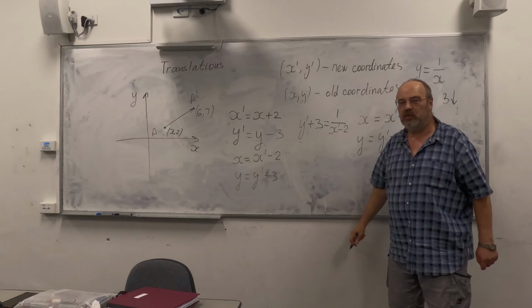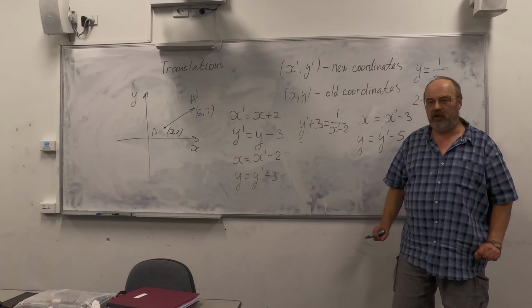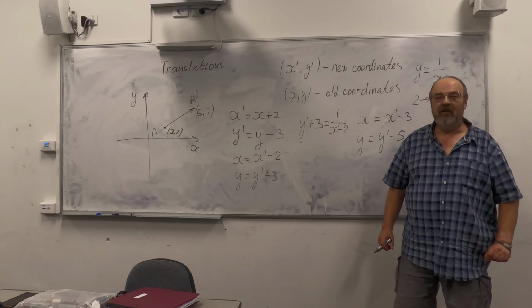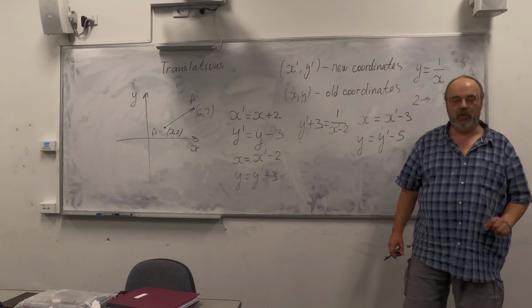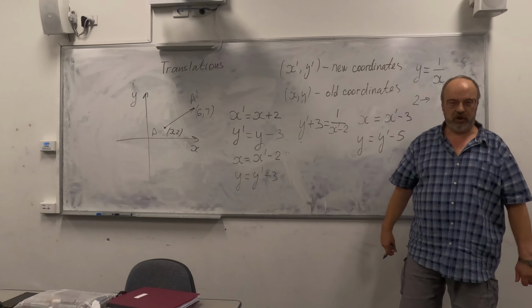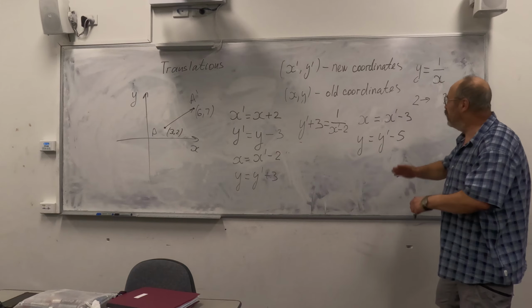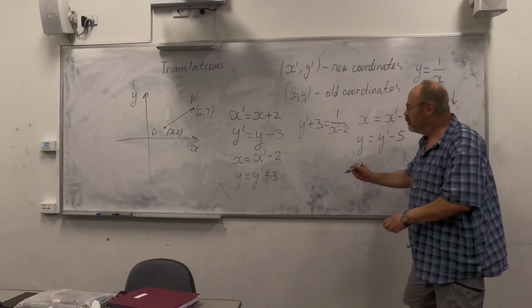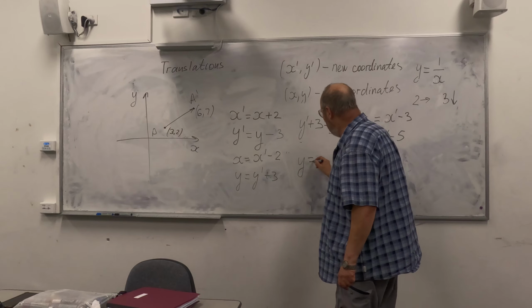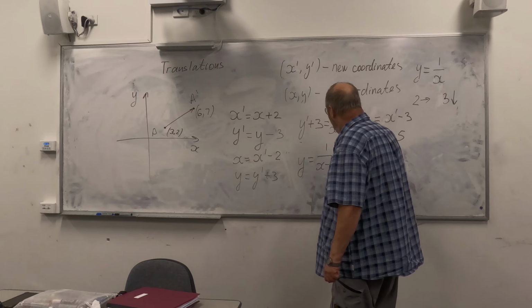x' = x - 2, and that is the new equation. What we do in the final step is we just drop the dashes. Because we want to have y by itself, it becomes y = 1/(x - 2) - 3.